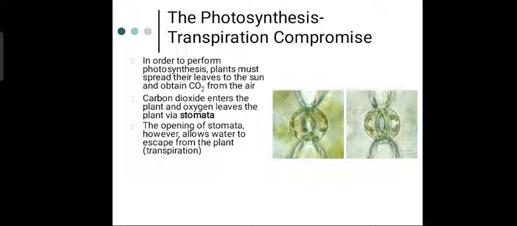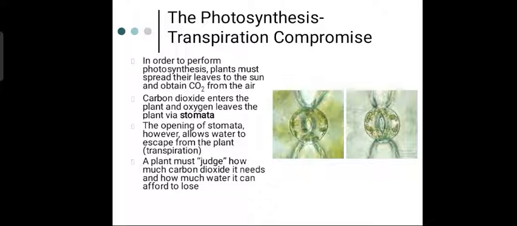The opening of stomata allows water to escape from the plant. It means that opening of stomata causes loss of water through the process of transpiration, which was discussed in our previous lecture. A plant must judge how much carbon dioxide it needs and how much water it can afford to lose. It means that the main function of the plant is to balance both reactants in photosynthesis.